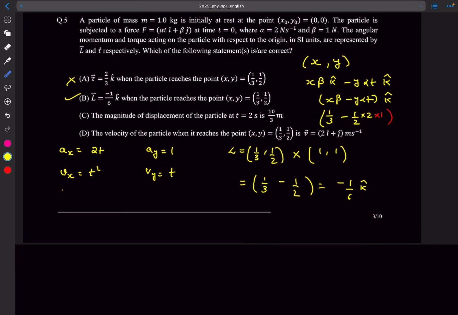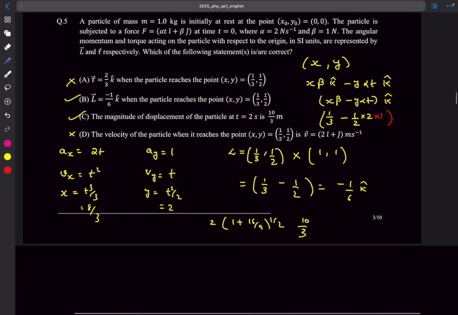Now in the third option, we have the magnitude of displacement of the particle at t equal to 2 seconds. So the x coordinate from here is going to be t cubed by 3 and the y coordinate is just going to be t squared by 2. So at t equal to 2 seconds, this will be 8 by 3 and this will be 4 by 2, which is 2. So the magnitude of displacement is 2 times the square root of 1 plus 16 over 9. So this is 10 by 3. Okay, so this option is also correct. The velocity of the particle when it reaches the point x comma y, this would be wrong because this is going to be 1 comma 1 rather than 2 comma 1. So the answer, if I didn't make any mistake, is going to be B comma C.